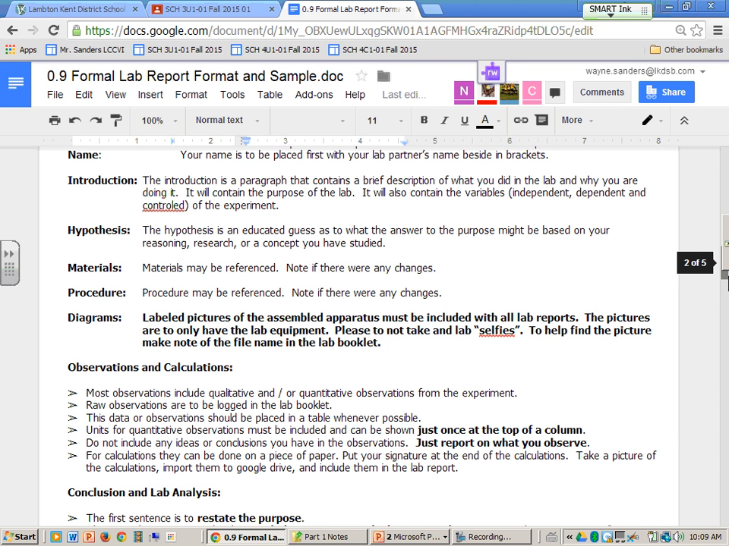That's how that's going to work, okay? So you can do a fancy label thing, but you don't have to. You can just go left to right and then just list it down as it works. Okay, notice here, please do not take any lab selfies.